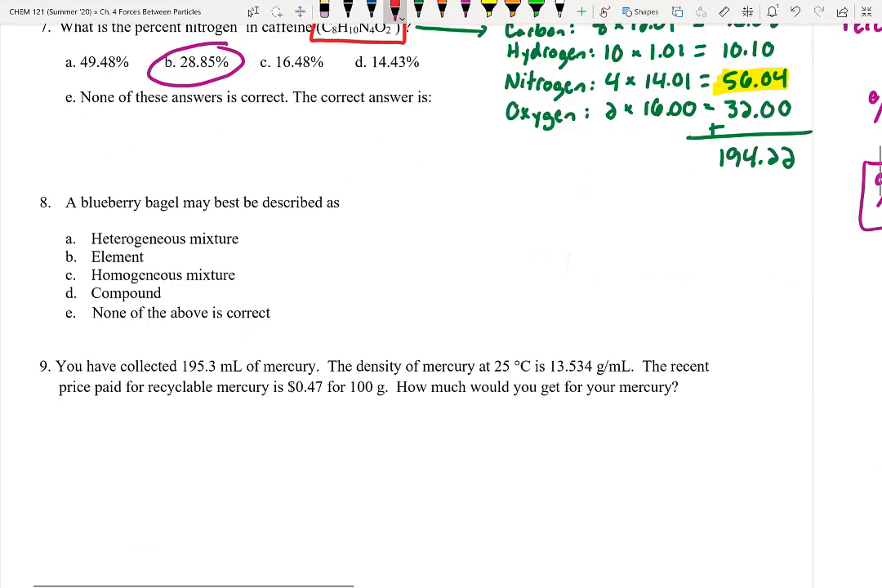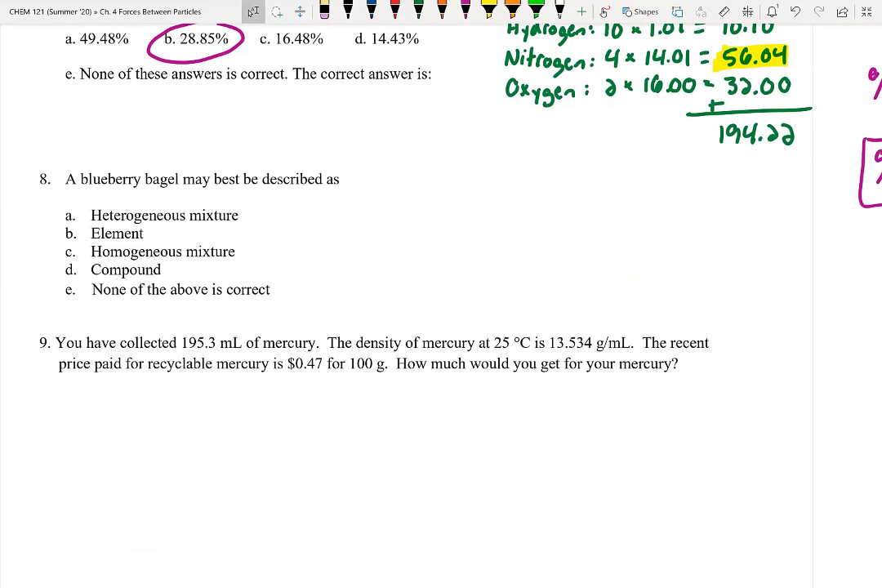All right, number 8 is hopefully a little easier, less mathy. A blueberry bagel may best be described as what? It's definitely not an element. I don't see blueberry bagels on the periodic table of elements. It's not going to be a compound. We can't write a molecular formula for a blueberry bagel.